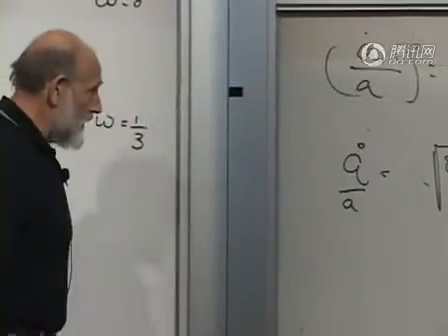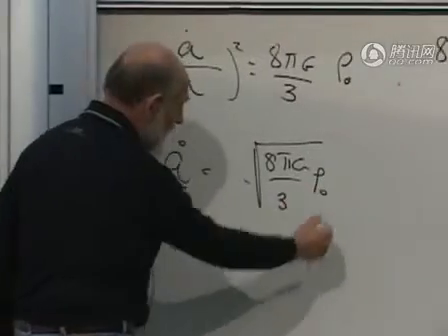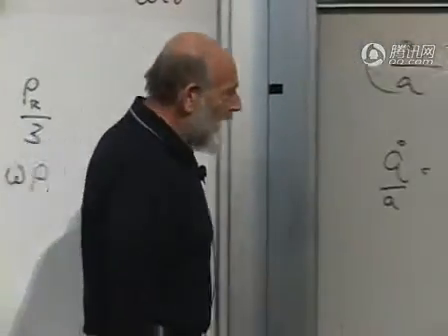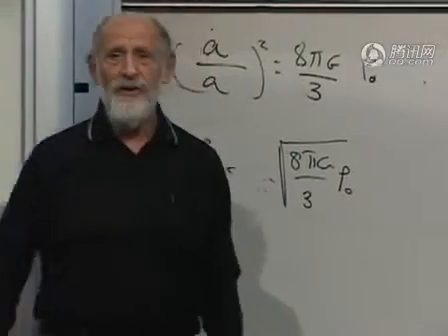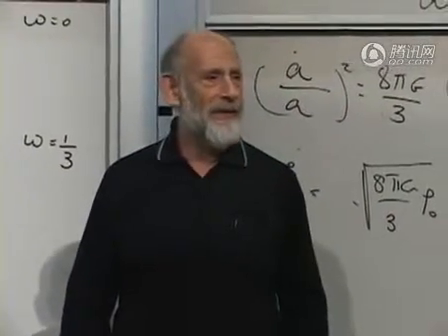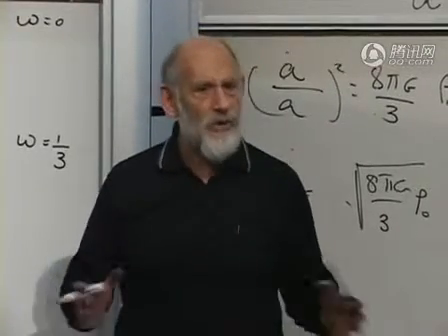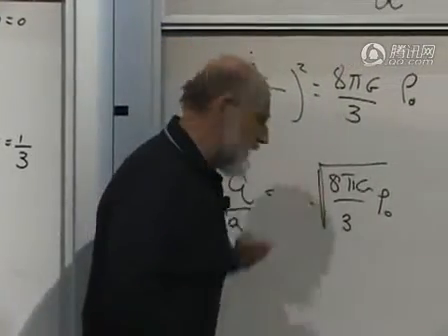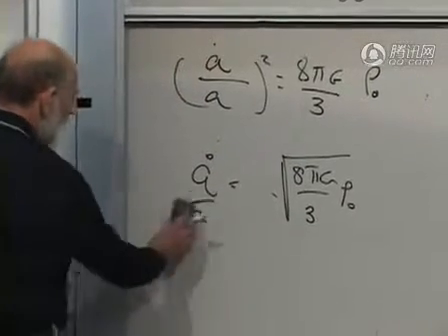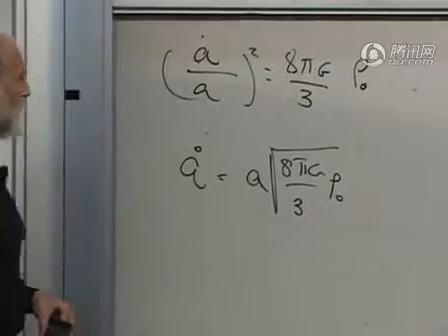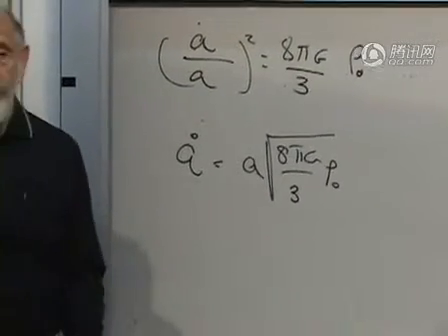This is rho naught, I'm sorry. Rho naught. So it's sometimes just called H. But if I call it H, we'll lose track of the fact that H already is something which can change with time and so forth. So I'm just going to call it this. And our equation is the time rate of change of a is proportional to a with a numerical coefficient.